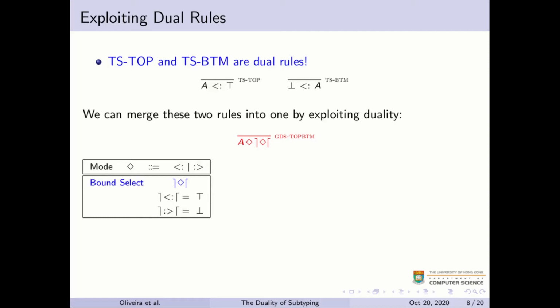Now let's run examples and see if we can re-engineer the TS top and TS bottom from the GDS top bottom. When we have mode equals subtyping, by putting the specific value of mode and by applying the operation, we get that A is the subtype of top, or any type is the subtype of top. And when we have mode equals supertype, we get any type is the supertype of bottom, or bottom is the subtype of any other type. So these two results are equivalent to TS top and TS bottom, which means that we can generate two dual rules from one GDS top bottom.